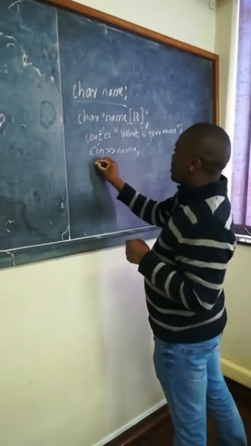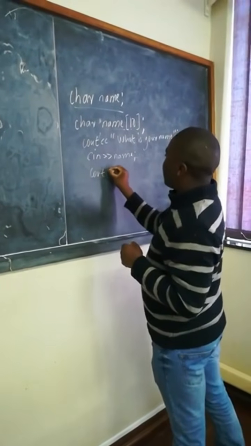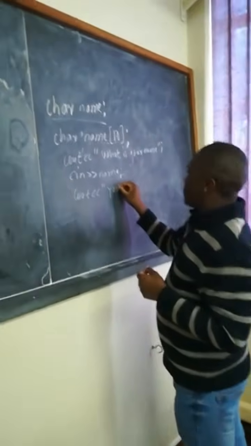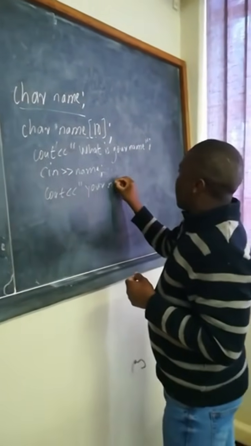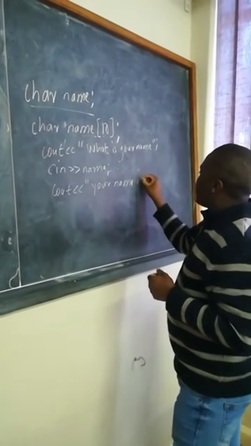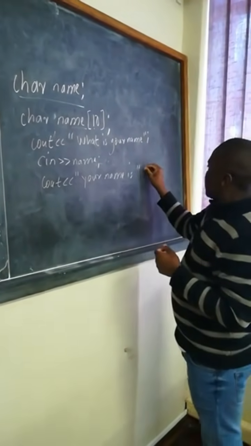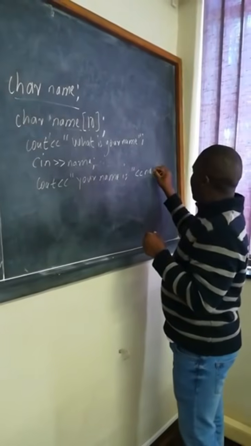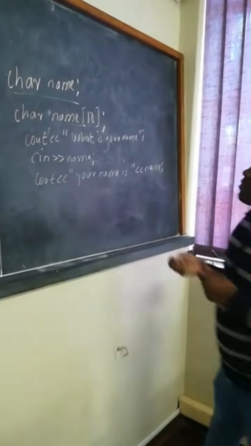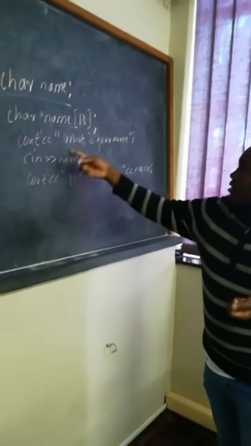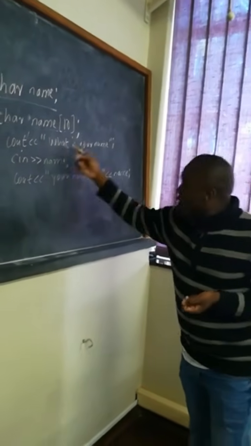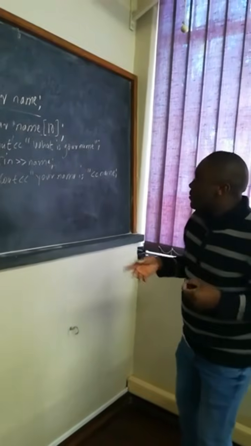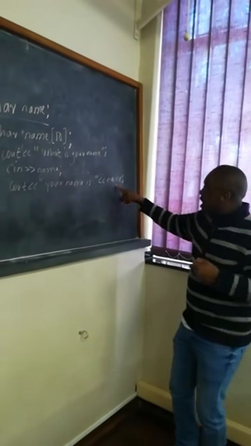For example, you can say cout, your name is, and then name. Your name is name. So if I have a program like this, it says, what is your name? I type in my name, Herbert. Then the message will pop up and say, your name is Herbert.